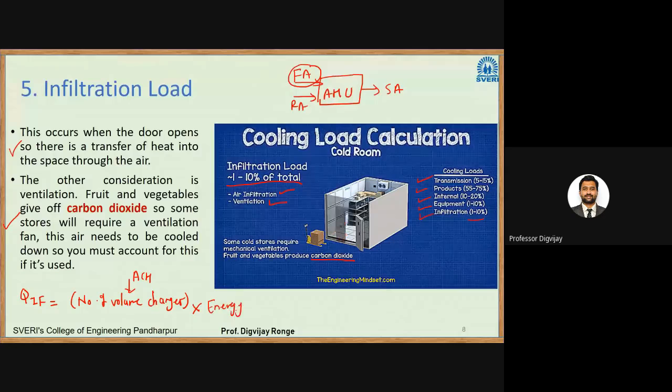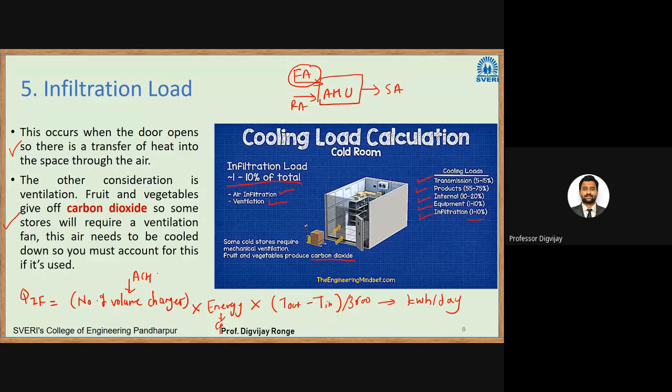Okay, energy means that energy carried with the air. So generally we are taking that specific heat into density of air. This is related to the Cp value into outdoor temperature minus indoor temperature, divided by 3600. So this will give you the unit in kilowatt hour per day. Okay.